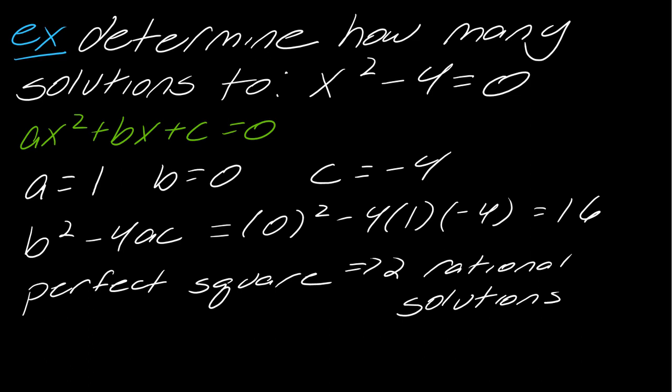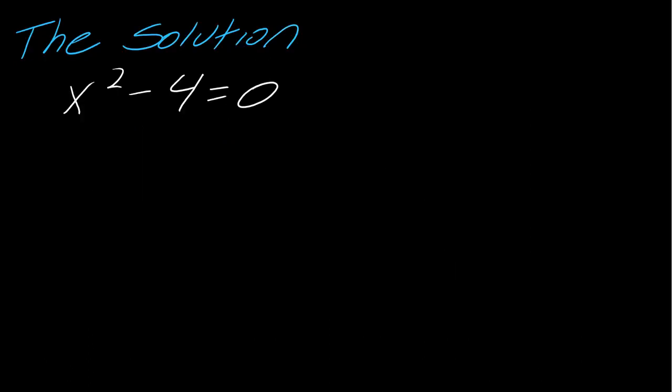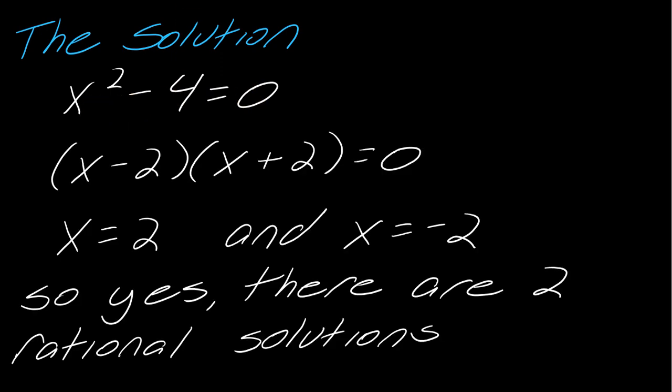And we know that that is true, because if I actually wanted to solve x squared minus 4 equals 0, I would factor: x minus 2 times x plus 2 equals 0. So I could factor and I would get 2 and negative 2 as the two solutions. So yes, we can see this works. There are actually two rational solutions if we took the time to solve it.